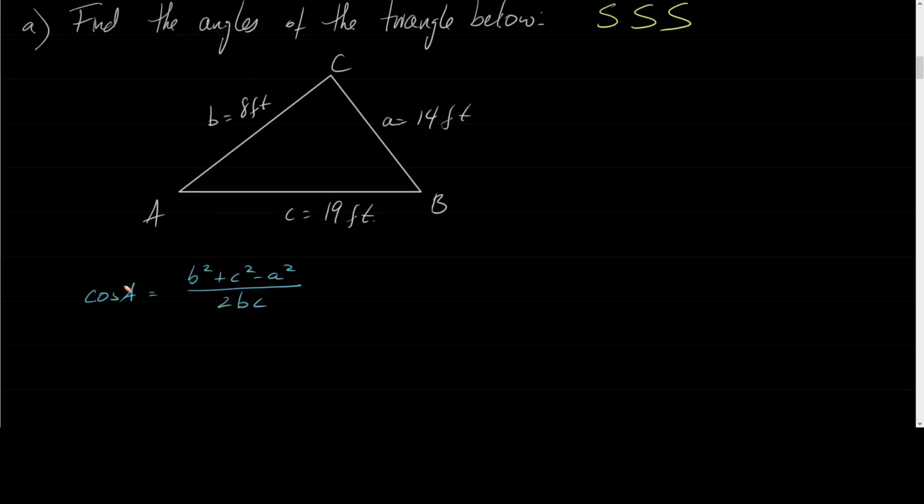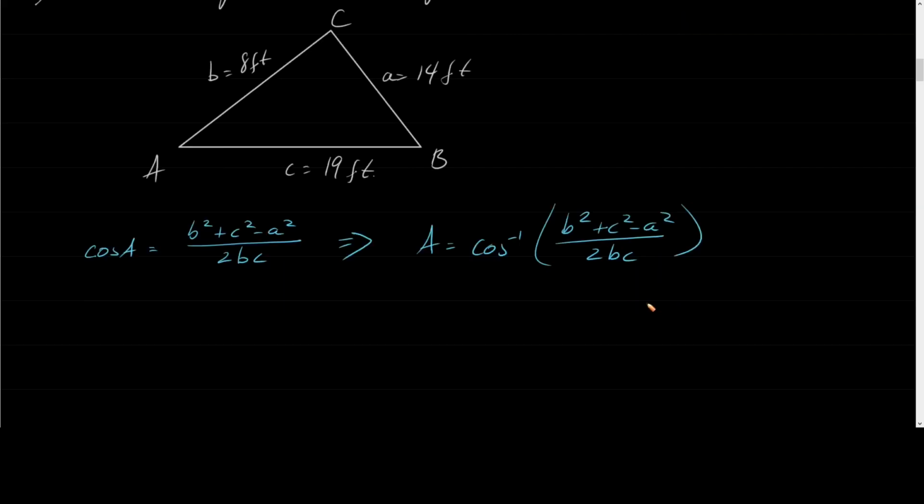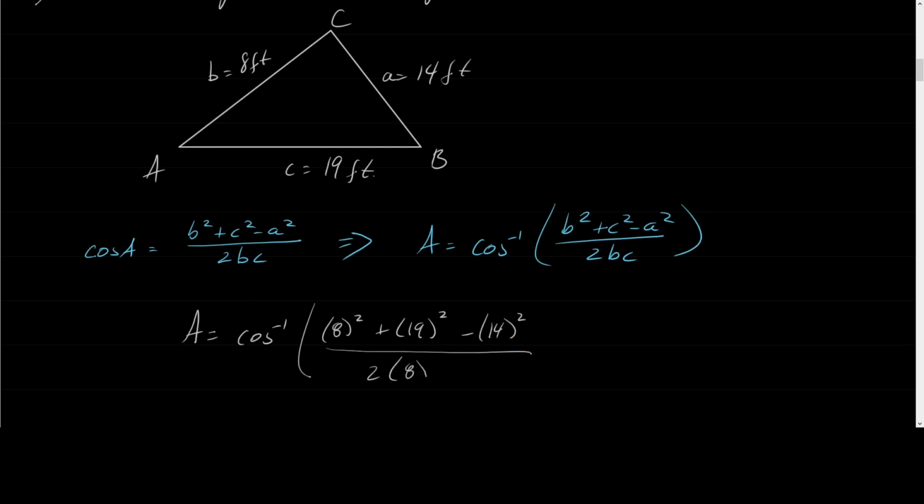Notice that if I want to be looking for angle A, what I need to do is take cosine inverse of both sides. So that angle A is cosine inverse of b squared plus c squared minus a squared over 2bc. Now let's apply that here. That's going to tell us that angle A is equal to cosine inverse of b squared, well, b was 8, so 8 squared plus c squared, so 19 squared, minus a squared, which was 14, so 14 squared. All of this over 2 times b times c.